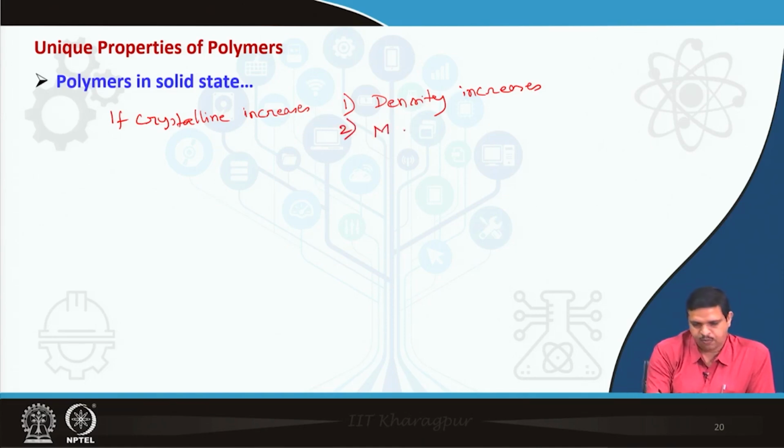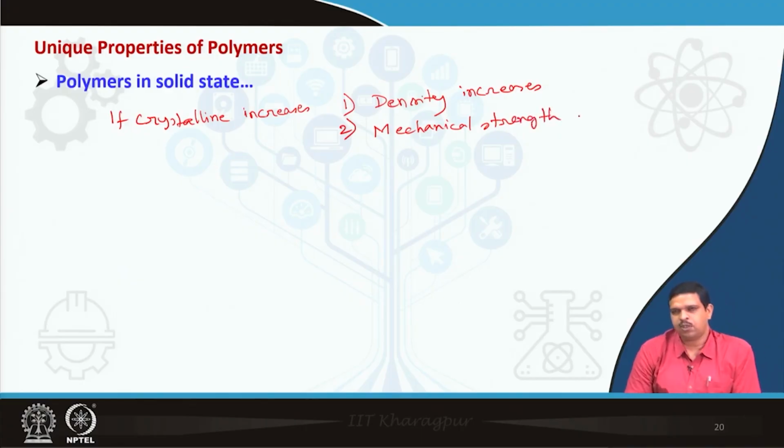Optical clarity decreases. Why? Because if the crystalline materials, so suppose like this one, then what happens? Due to this crystallinity, the solubility decreases and there may be a chance of light scattering. So, that is why optical clarity decreases.